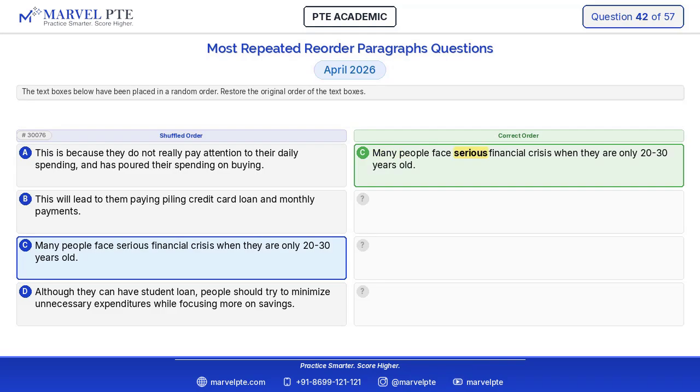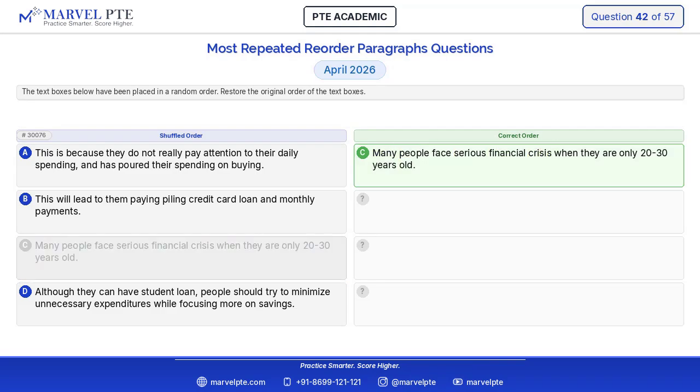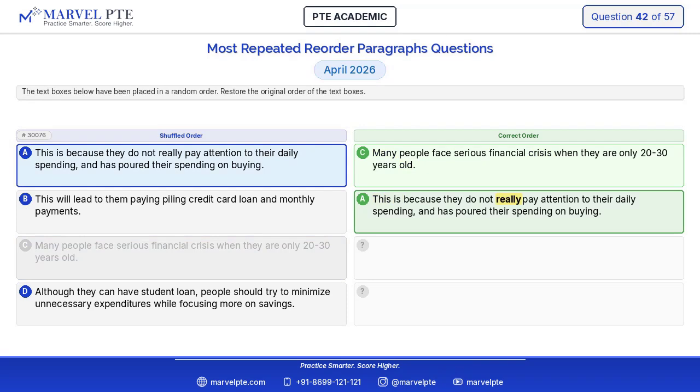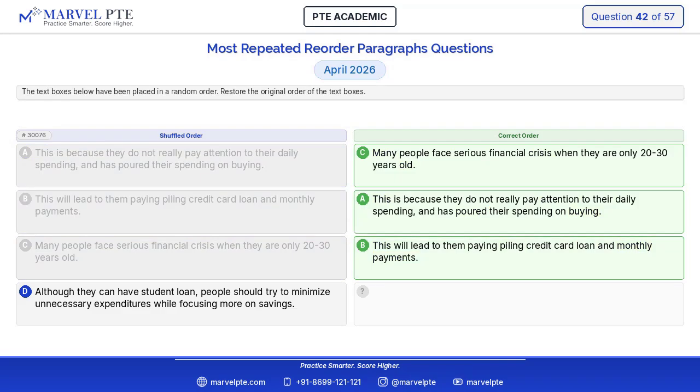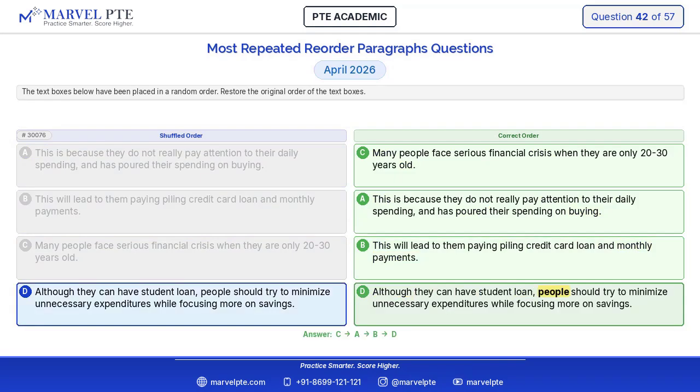Many people face serious financial crisis when they are only 20 to 30 years old. This is because they do not really pay attention to their daily spending and have poured their money into buying things. This will lead to them paying piling credit card loans and monthly payments. Although they can have student loans, people should try to minimize unnecessary expenditures while focusing more on savings.